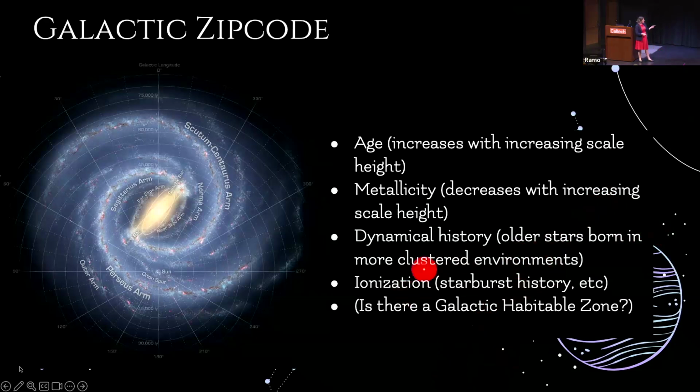And then I'm just cheekily putting this in at the bottom. Is there a galactic habitable zone, right? Is there a region far enough out from the center where everything looks nice? We're clearly in it, but how big is it?